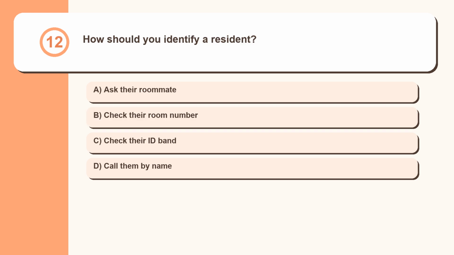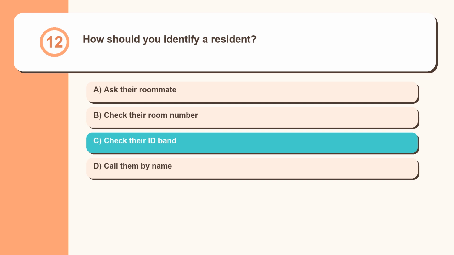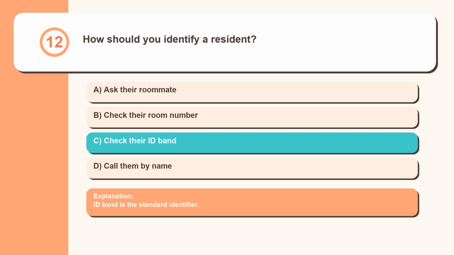Question 12. How should you identify a resident? Ask their roommate. Check their room number. Check their ID band. Call them by name. ID band is the standard identifier.